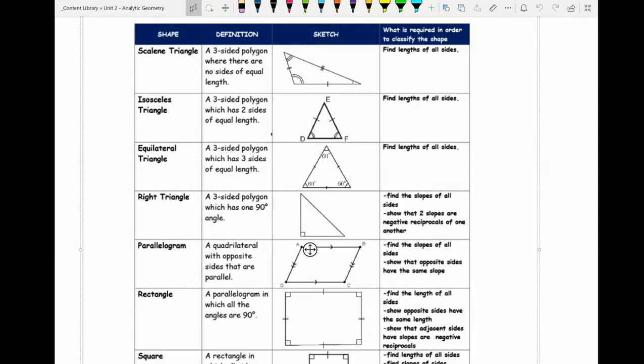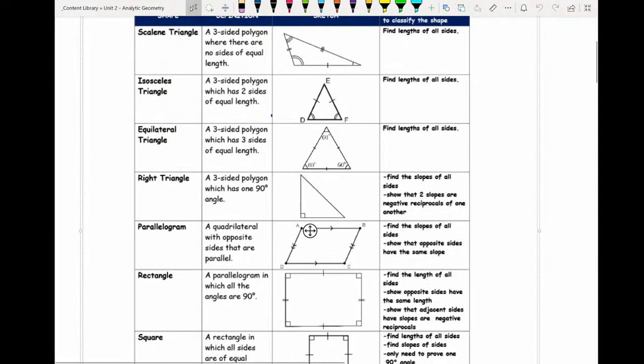But if you're given points on a plane or points on a graph and asked to verify that they make a certain shape, it might be a little bit difficult. So I'm not going to go through all of these, but if you're asked to classify or identify or verify a shape, everything in the far right column is what you would be looking for. For example, a scalene triangle: find the lengths of all the sides. If they're all different, then it's scalene. If two of them are the same, it's isosceles. If all of them are the same, then it's equilateral.